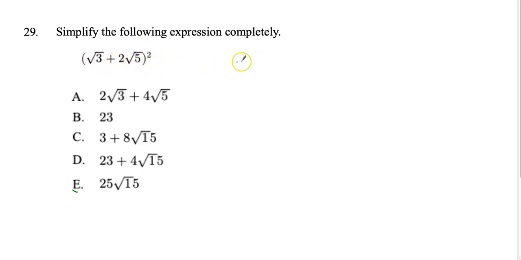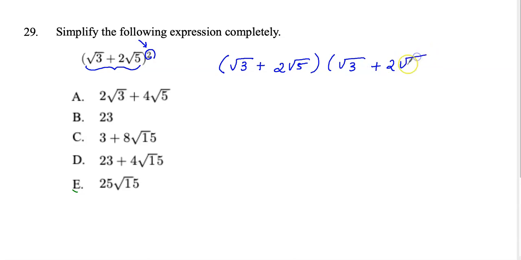I'm going to rewrite this as follows. I'm going to write this piece 2 times because there's an exponent of 2. And exponents mean repeated multiplication. So I'm going to take this piece inside the parentheses, write it 2 times, and multiply it. So watch. I'm going to rewrite it like this. The square root of 3 plus 2 square root 5, and then I'll write it again, square root of 3 plus 2 square root 5, and I'll multiply them.